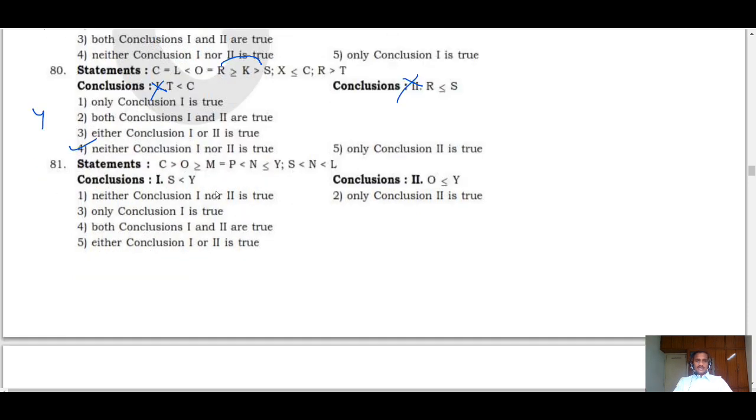Then coming to 81. The relation between S and Y. S is here, Y is here. Which letter is common? N is common. S lesser than N lesser than or equals to Y. Hence S lesser than Y is definitely true. And O and Y. O is here and Y is here. Between these two, opposite symbols, no relation. Hence only conclusion 1 is true, that is choice 3, 81.